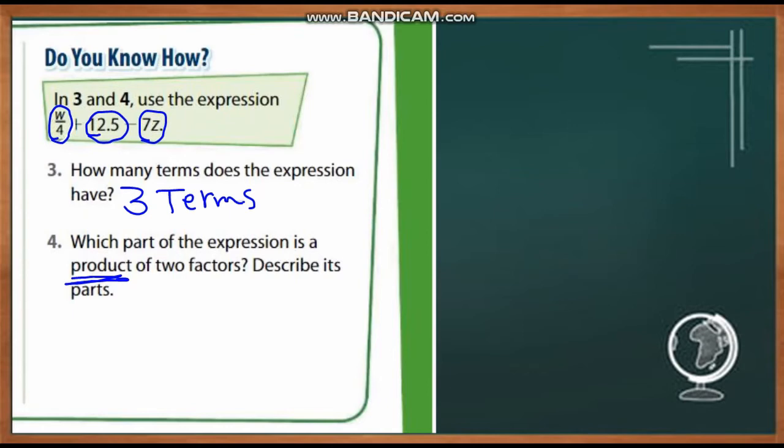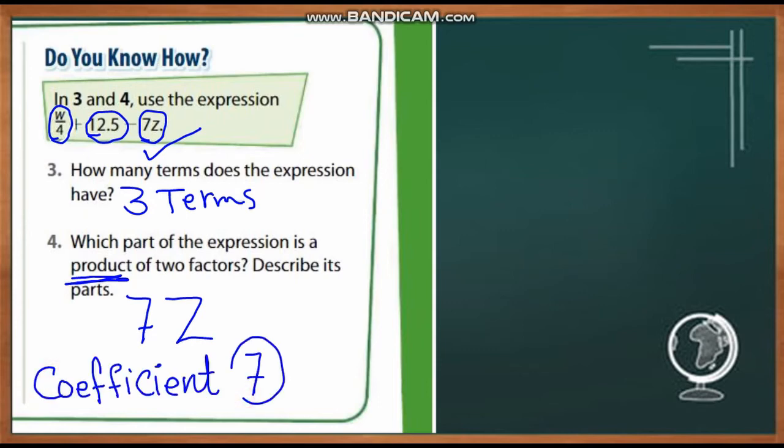Look at here. The third term has a product, 7z. And what about the 7? The first factor, 7, is called the coefficient. And z here is the variable. So we have two factors, or product, 7z.